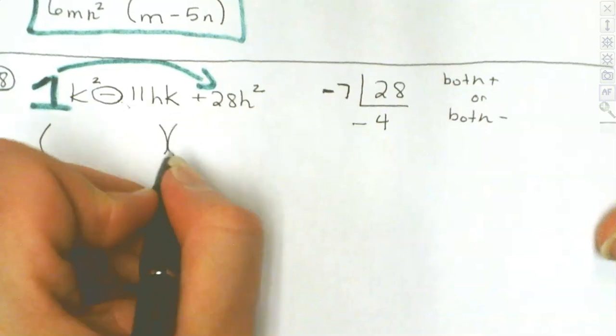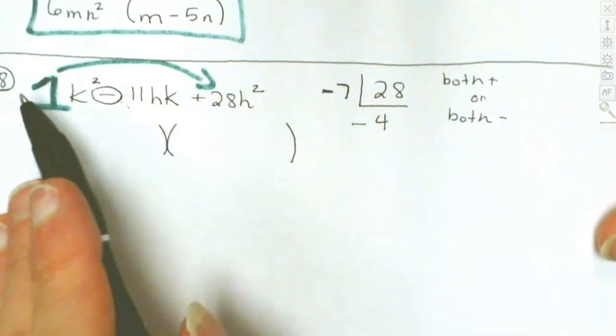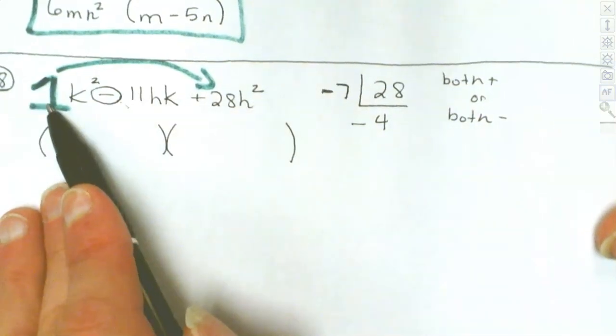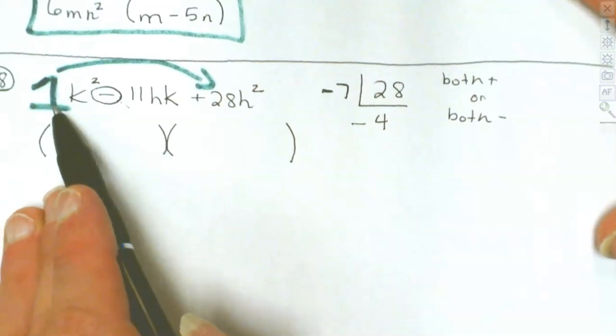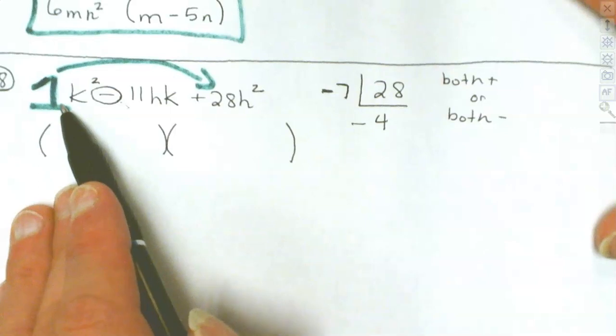So we can avoid factor by grouping because of that 1. If there's any other number, you can't avoid it. You've got to do grouping. If there's a 1, though, you can jump to your factors.